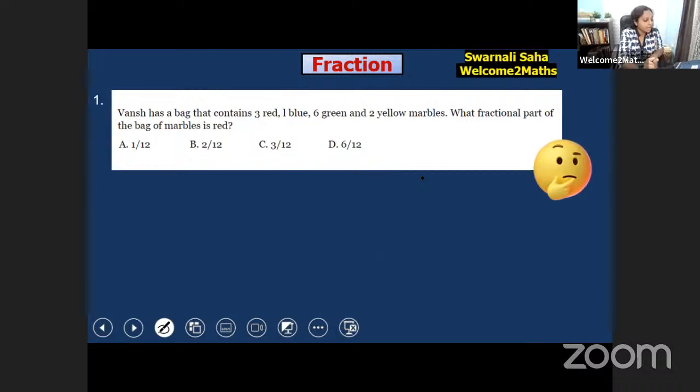Once has a bag that contains 3 red, 1 blue, 6 green, and 2 yellow marbles. What fractional part of the bag of marbles is red? That we have to find out, okay? And here we have 4 options. Which would be the correct one? That we have to find out. So try to solve this first. What would be the answer? Try to solve this first.